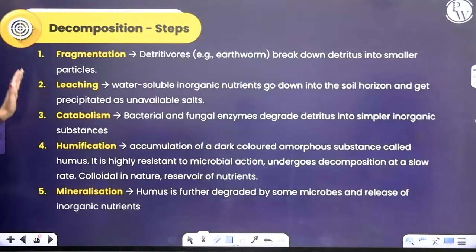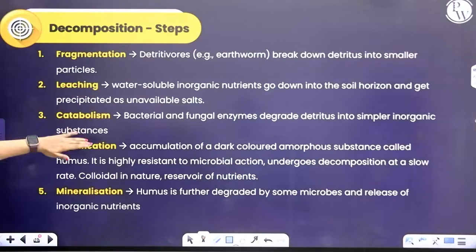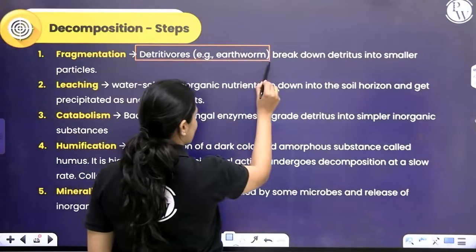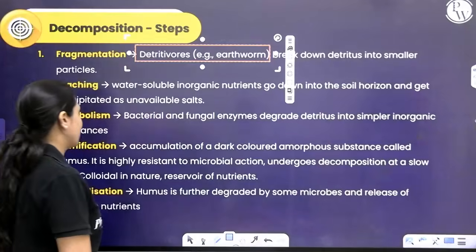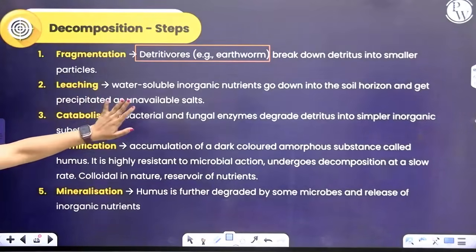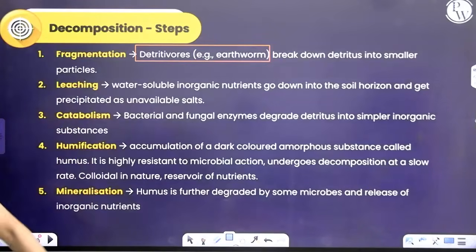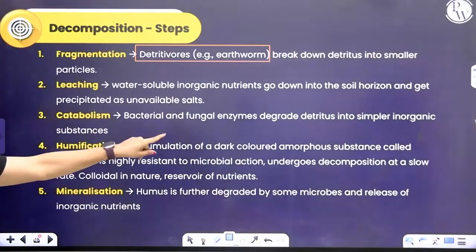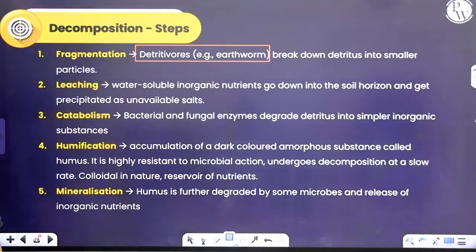Over here I've written it as 1, 2, 3, but it's not like only after fragmentation leaching will happen, or only after leaching catabolism will happen. Okay? So fragmentation happens because of organisms like earthworm, which are called detritivores. They will break down the detritus into smaller fragments or particles. Leaching. Whatever inorganic water-soluble nutrients are there, they will get dissolved and go down the soil horizon and get precipitated as unavailable salts. Catabolism. Enzymes released by bacteria and fungi degrade the detritus into simpler organic substances. What happens after that? Two more steps are there.